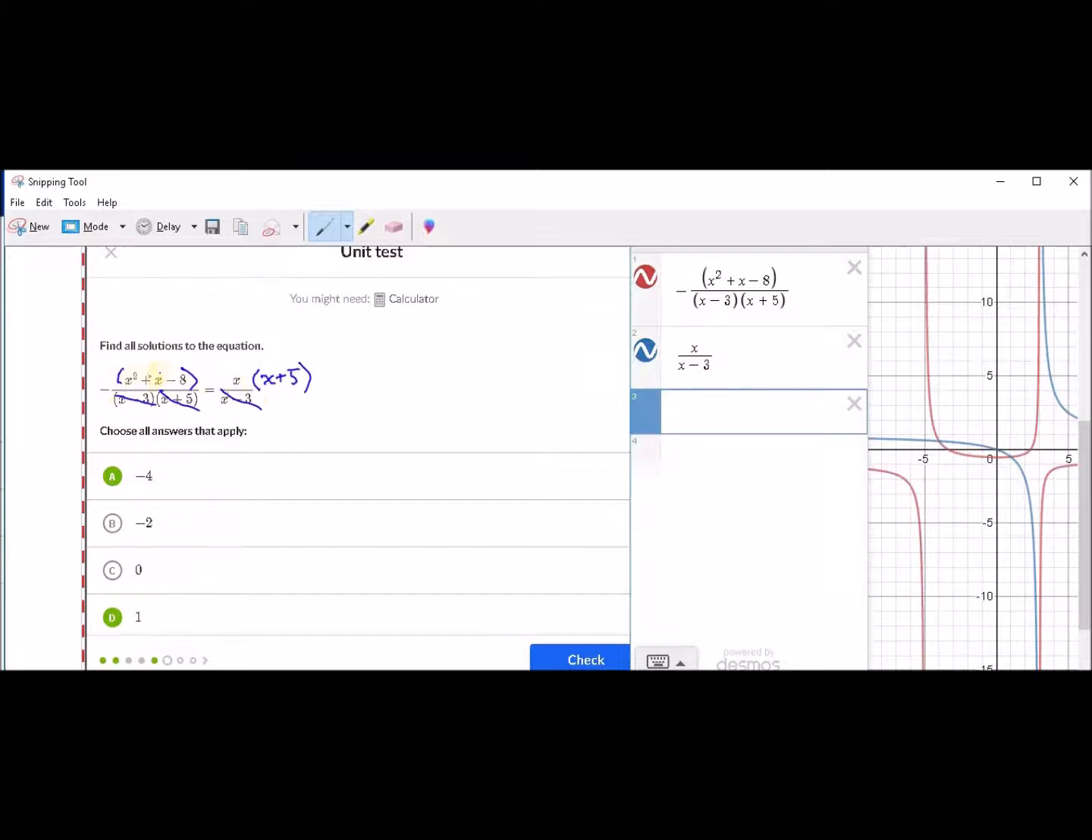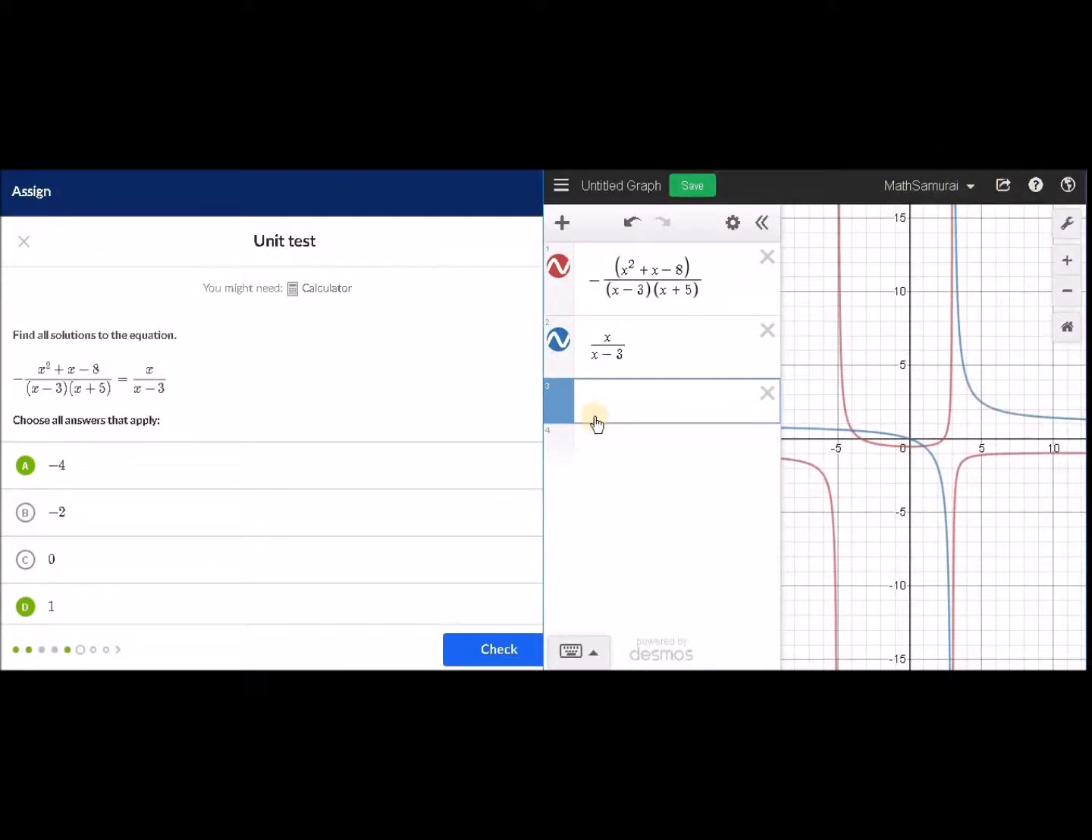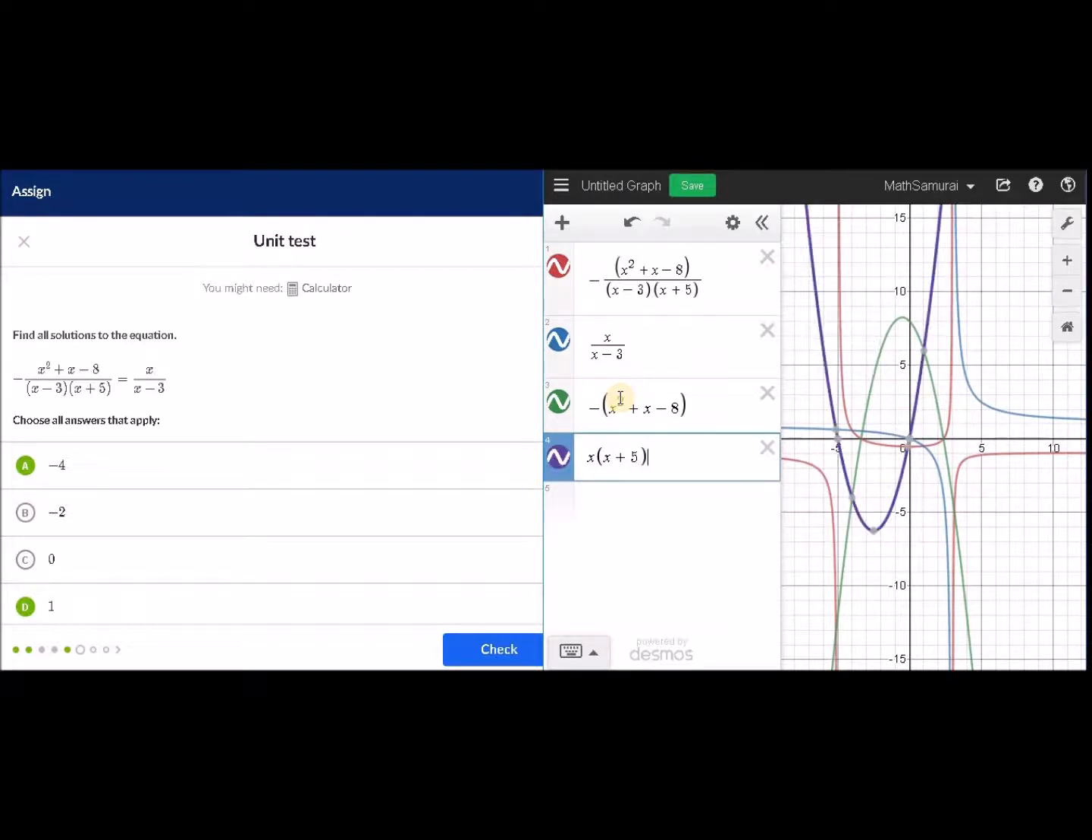So I have this top part where this is minus, and then x times x plus 5 on the other side. Notice the one problem here is that x minus 3 has disappeared. That's called a removable discontinuity. We will see what that does in a second. Let me put these in. So x squared plus x minus 8. All right, so there's a new graph showing, and we want to know where that's equal to just x times x plus 5.